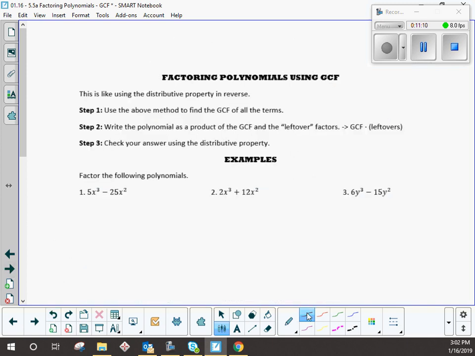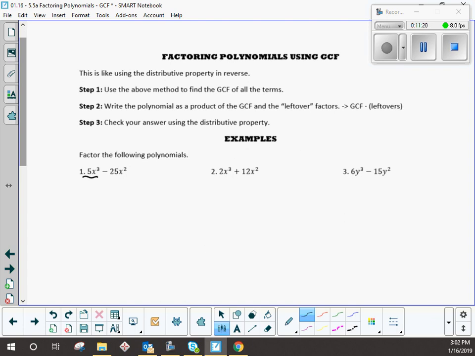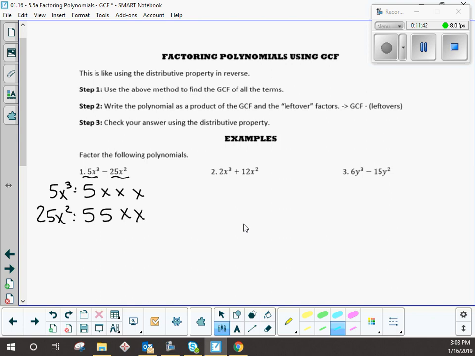So starting with number 1, the very first step says use the above method to find the GCF of all the terms. So these are my terms. I have 5x cubed and I have 25x squared. We're not going to use the negative. We're just going to leave that there. So I break down 5x cubed into 5 and 3 x's. Okay. I break down 25x squared into 5 times 5 and 2 x's. And then I find what they have in common.